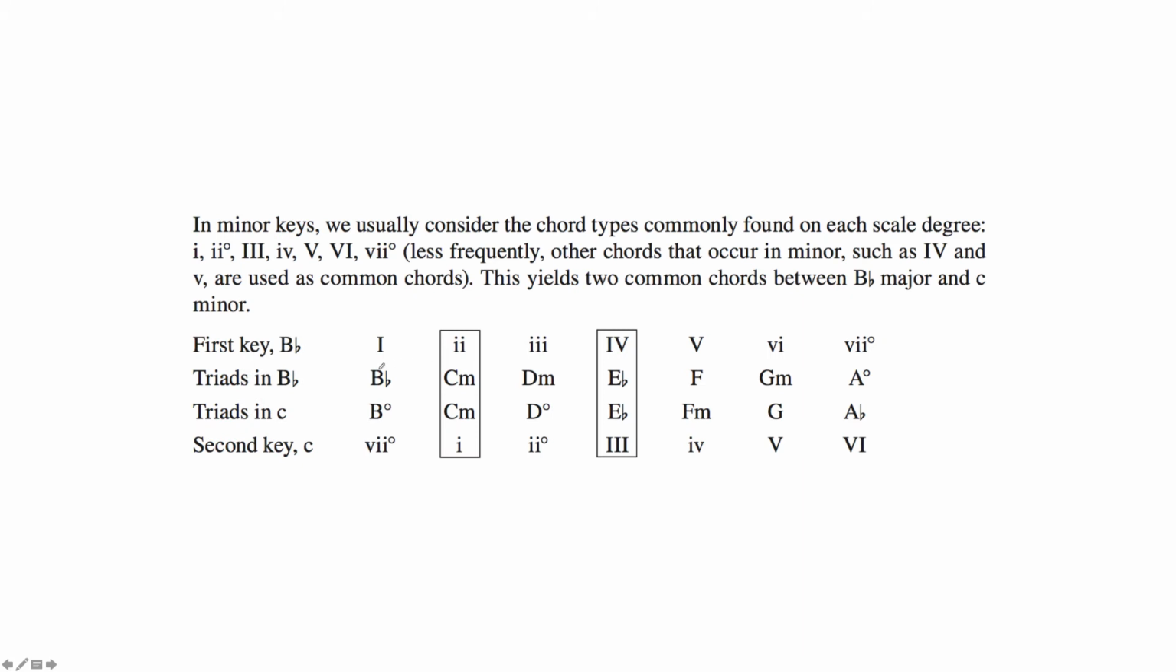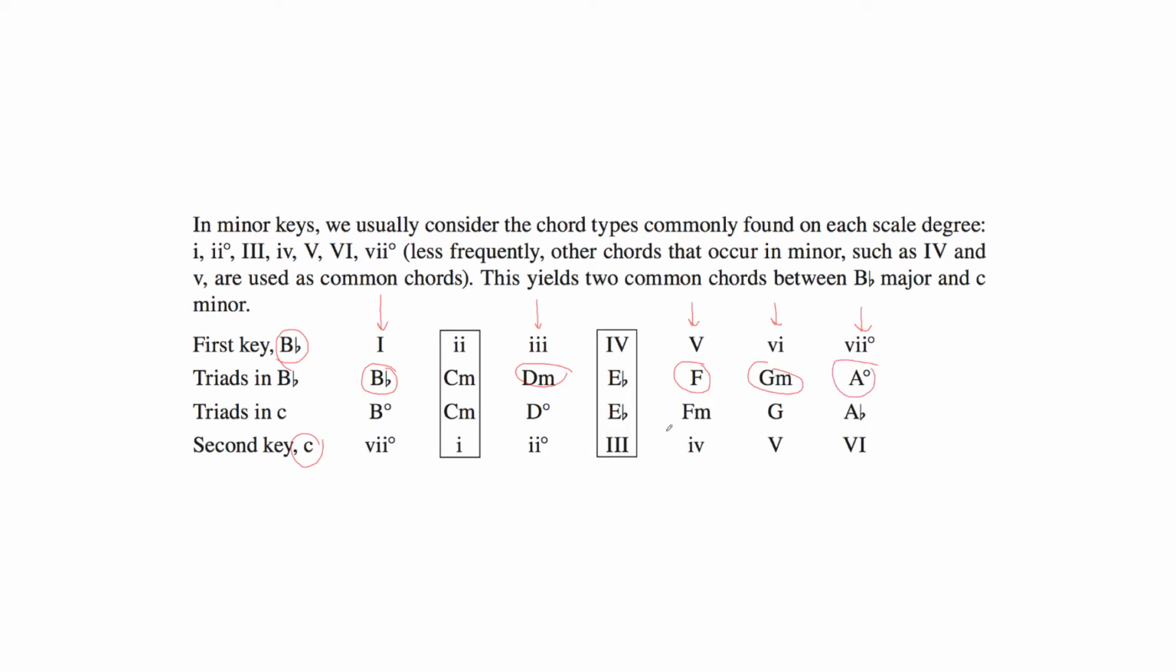This is another example of modulation. This time we want to modulate from B flat major to C minor. In this case, we couldn't use the first degree, the third degree, the fifth, the sixth, and the seventh degree as common chords because those chords are not members of the goal key.